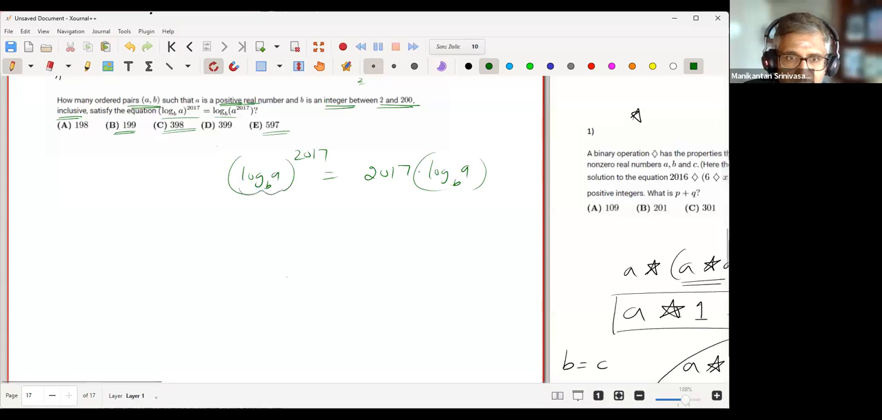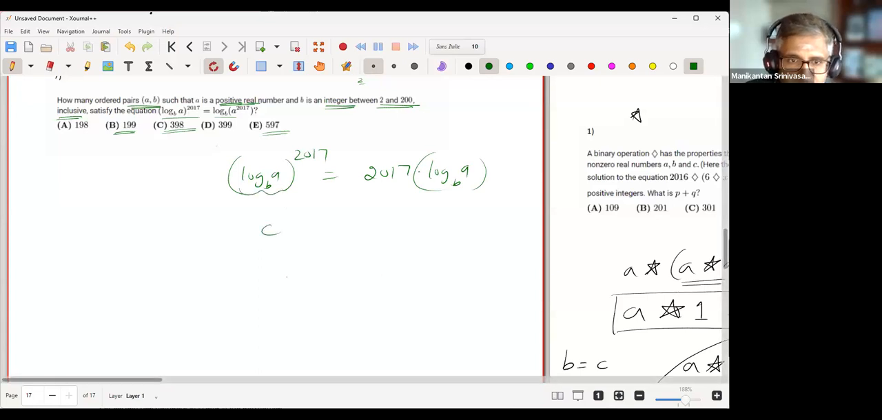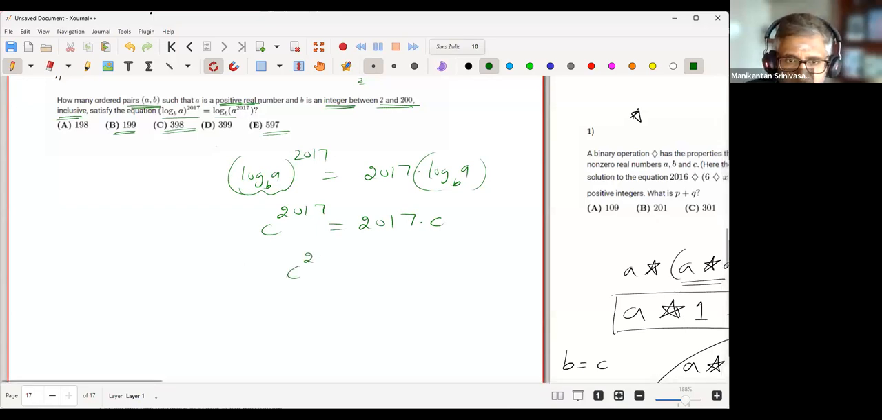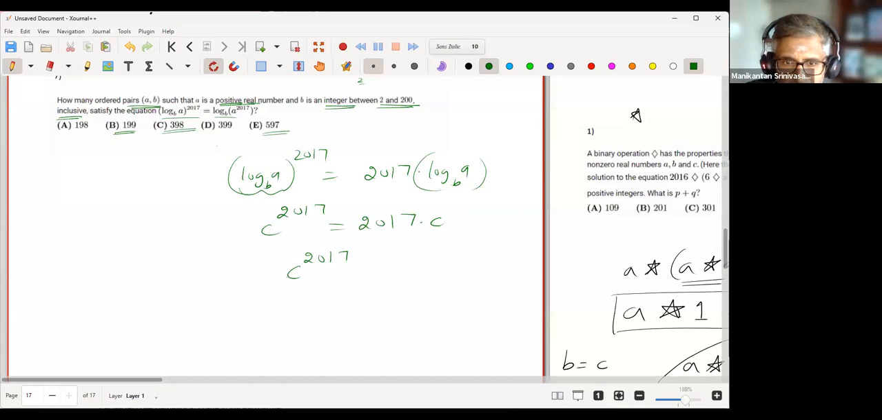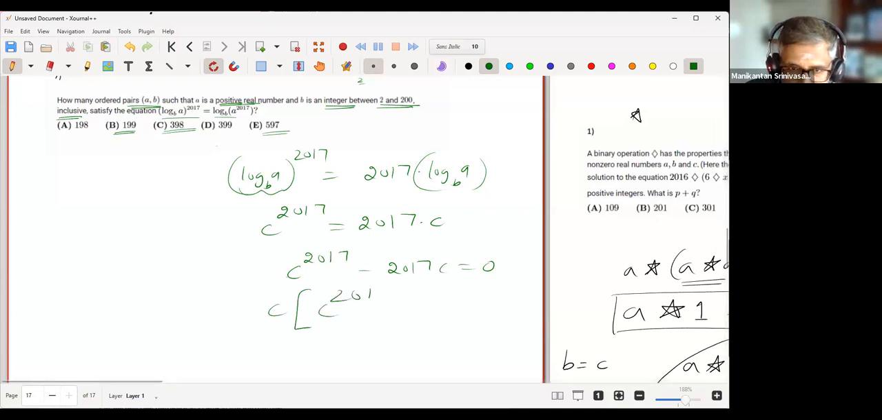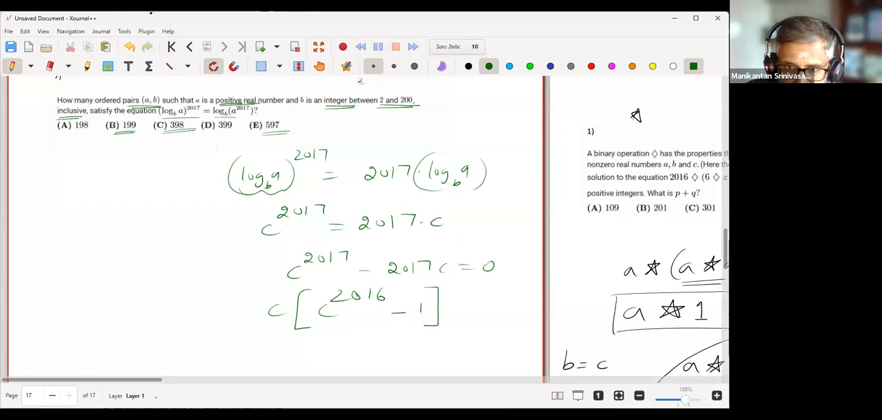Okay, so we can take log A to the base B as some C, right? So C power 2017 is 2017 times C. A is a positive real number, B is an integer. So this is C power 2017 minus 2017C equal to 0. Never cancel, guys. It's very tempting to cancel C. Don't do that because you lose out on a solution. So always do this and then cancel. So C power 2016 minus 2017 is 0.